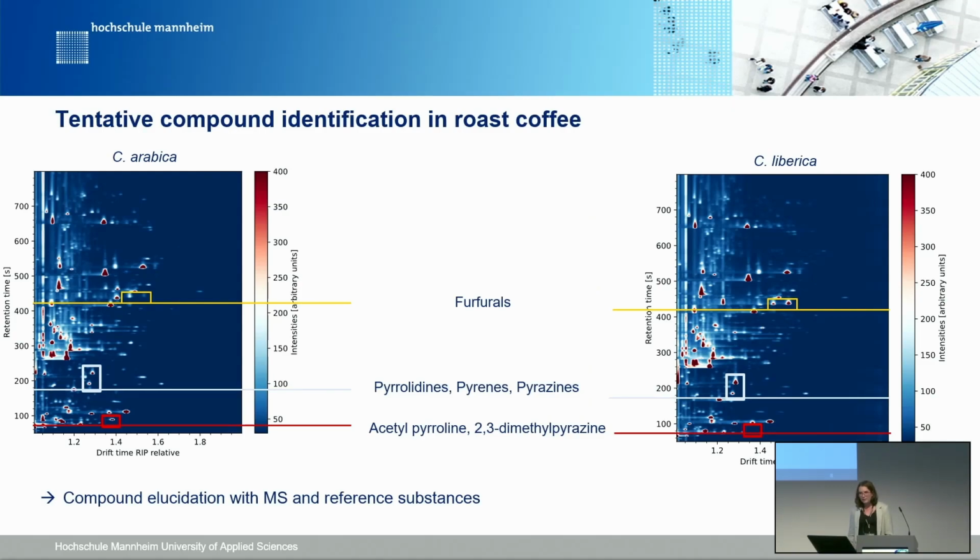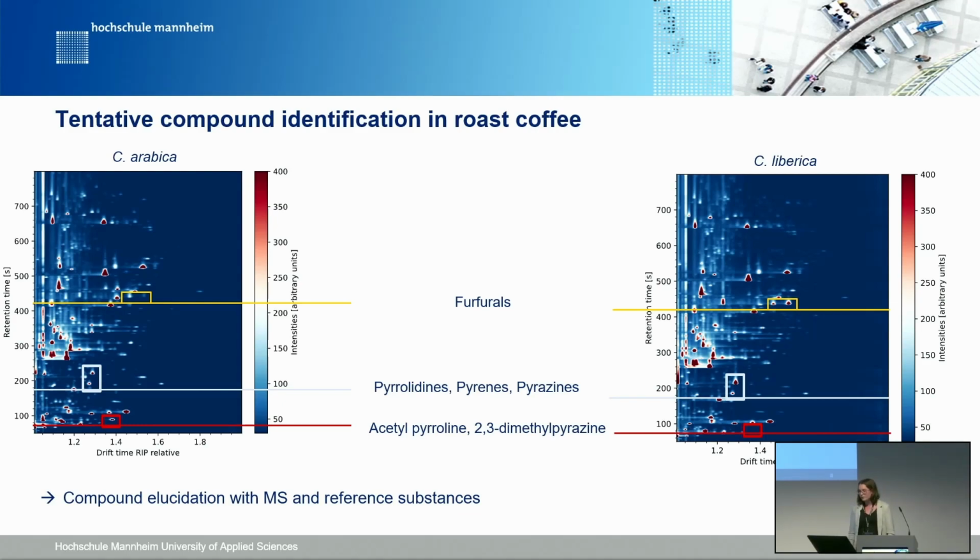And I then tried to tentatively identify some of the compounds. The problem is that I did this by retention time index, and that means that it is not possible to have a look at the drift time. So this is just by gas chromatography, more or less. And therefore, I'm not able to really identify substances, but it's always a number of substances that are given that could be this specific substance.